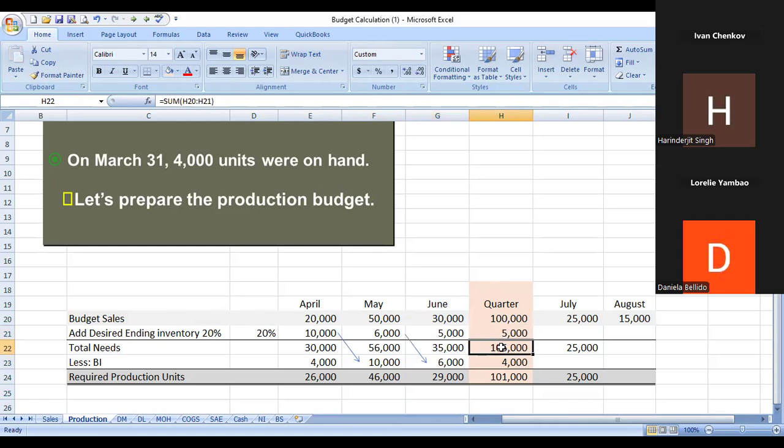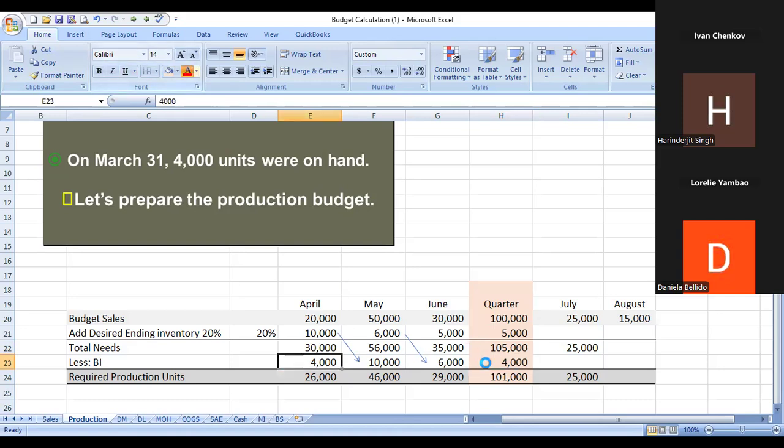And then we're getting the total that we need. And then we're seeing how much we had at the beginning of the quarter. And we're seeing that the beginning of the quarter starts in April. So at the beginning of the quarter, we have 4,000. So that 4,000 becomes the beginning balance for the quarter.